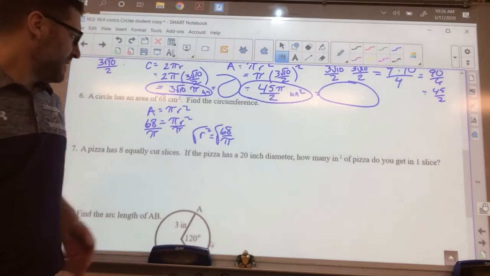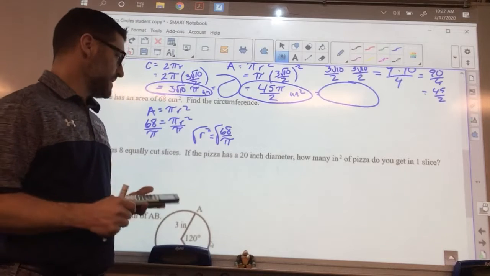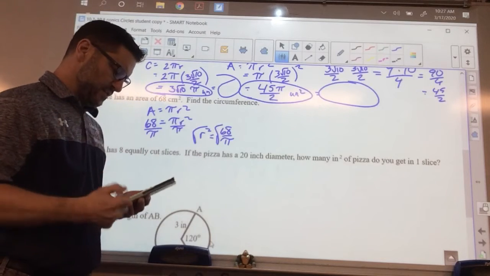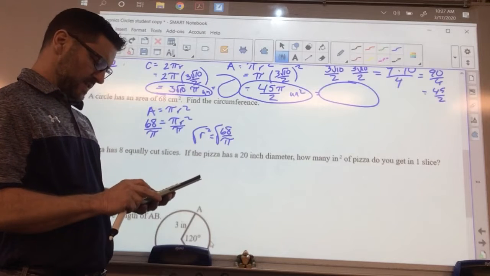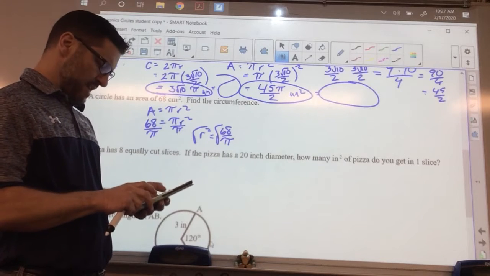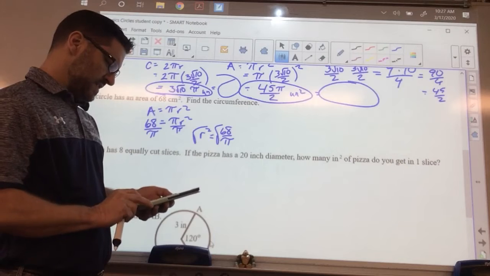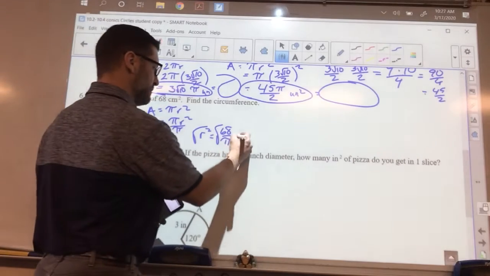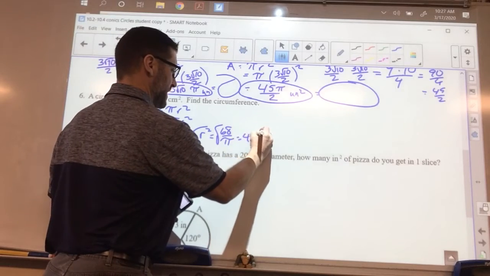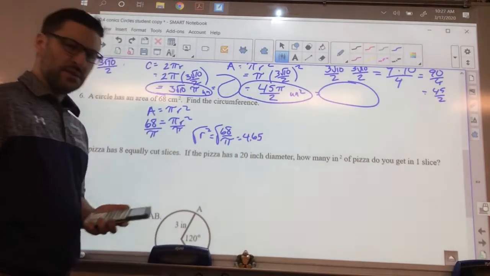I think I'm going to find this one as a decimal. I could deal with that situation, but I'm just going to sweep it under the rug a little bit here. Let's go 68 divided by my pi value. 68 over pi, I got 4.65. So my radius is 4.65, and this is an approximation.